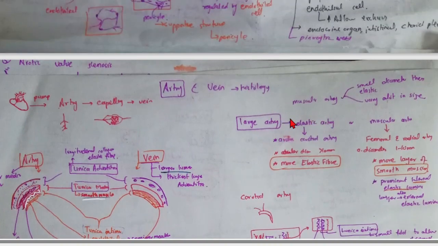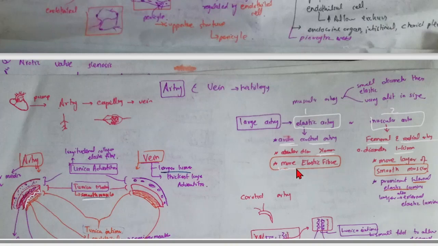Now the second thing is the large artery. Large arteries are of two types: elastic arteries and muscular arteries. For example, the aorta and carotid artery are elastic arteries, and the femoral and radial arteries are muscular arteries. The diameter of the elastic artery is greater than 10 millimeters, and the diameter of the muscular artery is 1 to 10 millimeters.